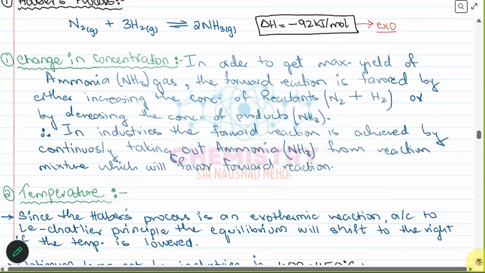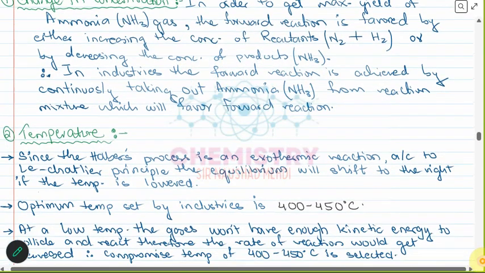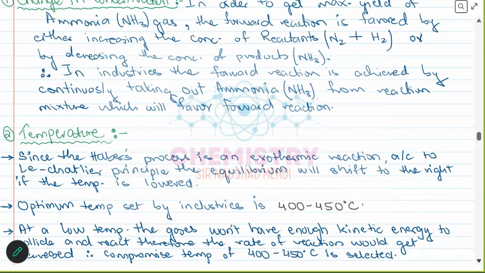So the optimum temperature which is set by the industry is 400 to 450 degrees Celsius. So this is the lowest temperature which is set by industry. Understood? Yes or no? How much temperature? 400 to 450 degrees Celsius. This is the optimum temperature for the Haber process, which is the least possible or the lowered temperature which should be kept for the Haber process. Understood? Yes or no? So you have to remember this temperature, 400 to 450 degrees Celsius.